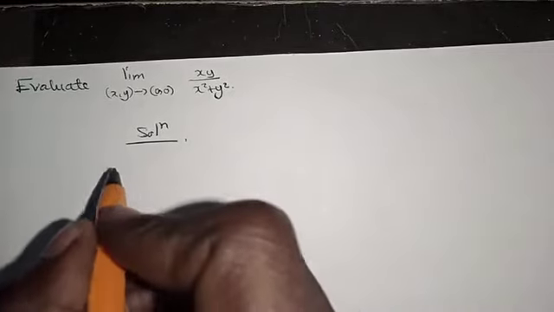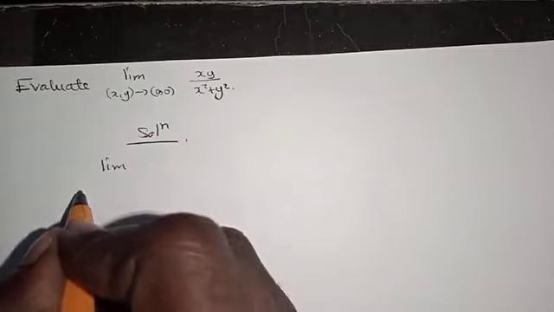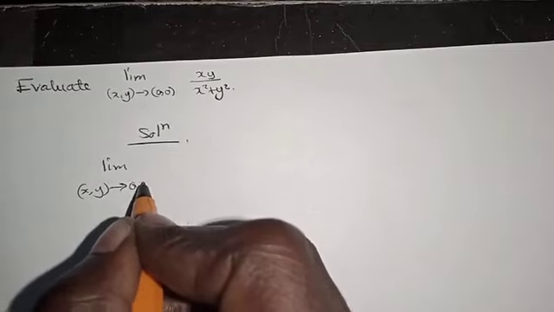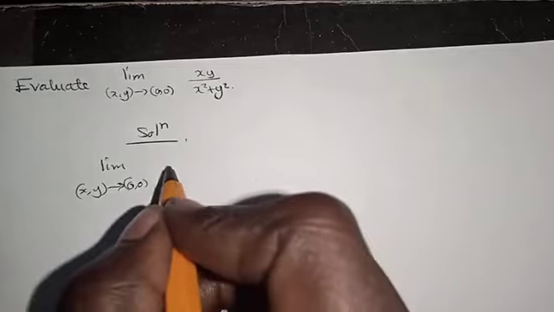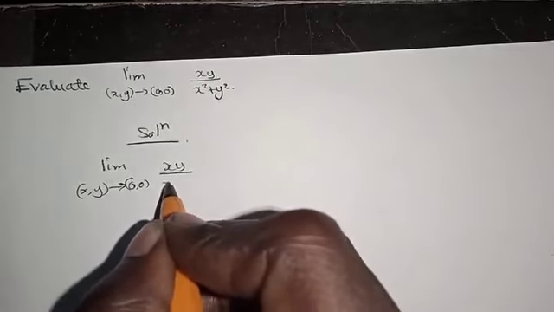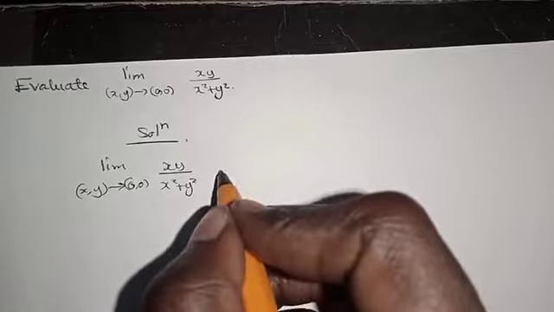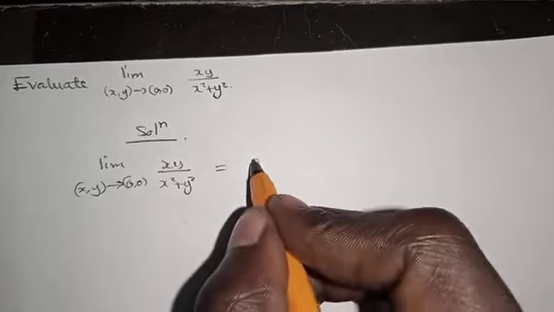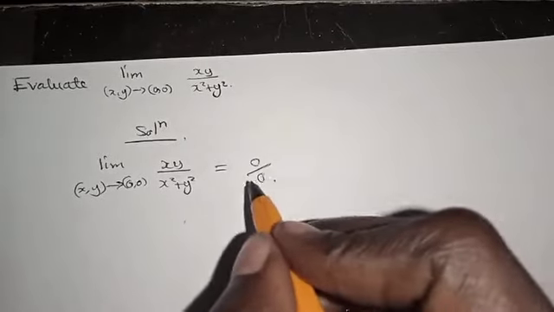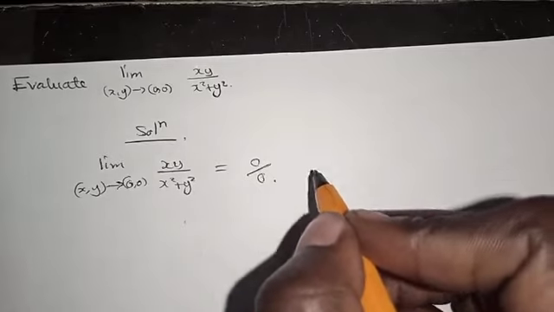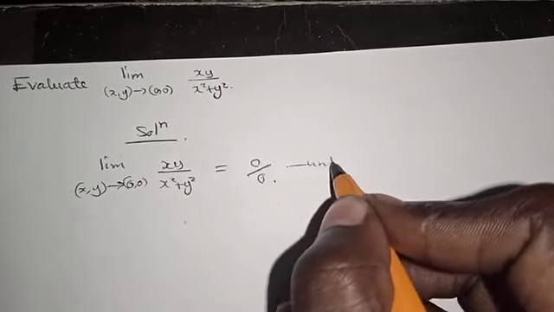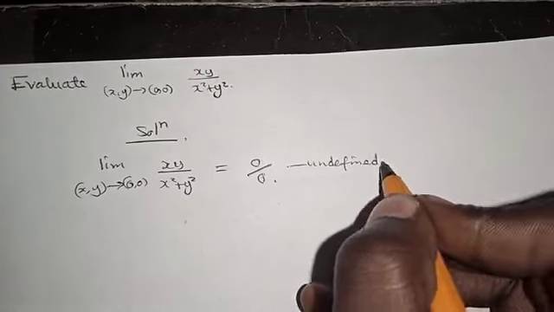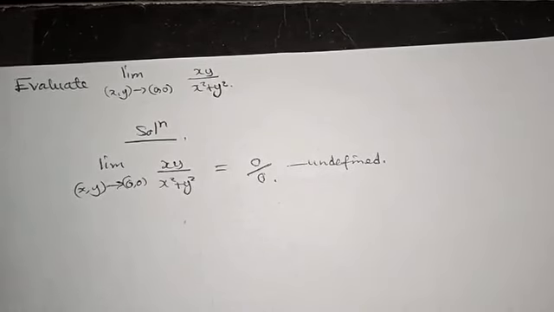For what we have, we have the limit of x and y as they approach 0. Both of them are approaching 0. So for the function, if we substitute directly, we're going to have a situation of 0 over 0, and we know 0 over 0 is undefined. So we need to look for a way that is actually going to help us find the limit points.